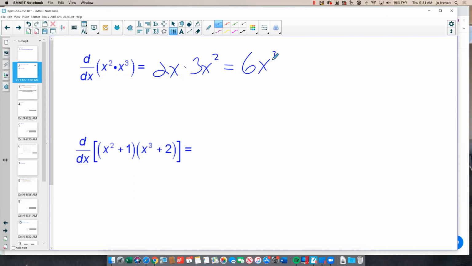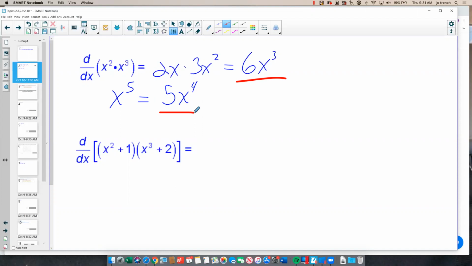But if we applied our properties of exponents, we know that x squared times x cubed is actually x to the fifth, or can be expressed that way. And the derivative of x to the fifth by the power rule is 5x to the fourth. Clearly, these two answers are different. So this just doesn't work.